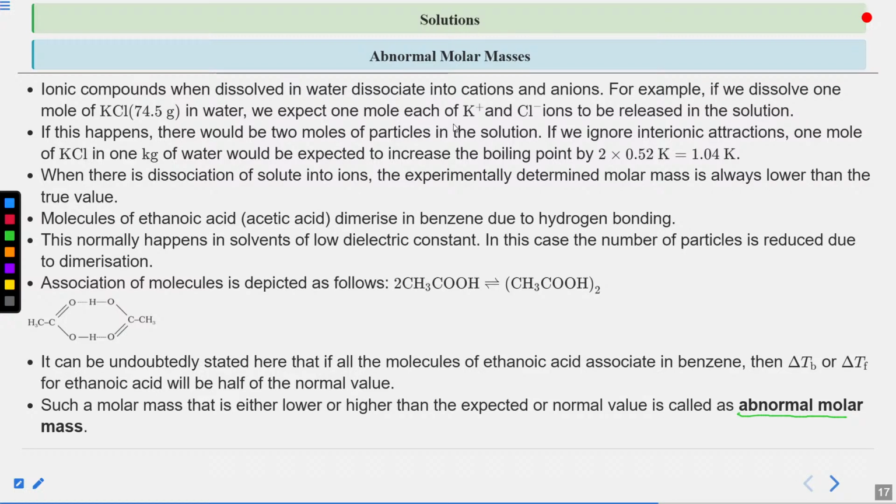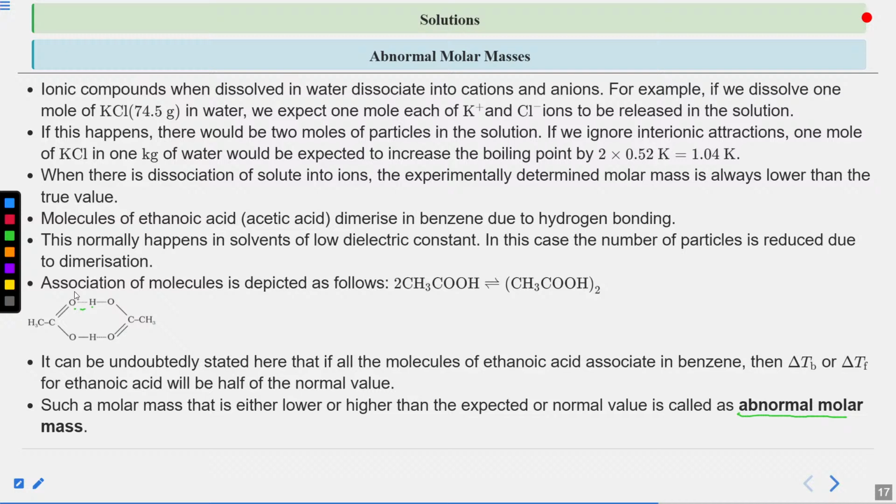Similar to that, if you are doing association of, say, acetic acid, then what is happening here? Two molecules of acetic acid are coming together, and the force of interaction is hydrogen bonding between the doubly bonded oxygen of ethanoic acid of one molecule and the hydrogen bonded to oxygen of the other ethanoic acid molecule. So this is the interaction that I am talking about.